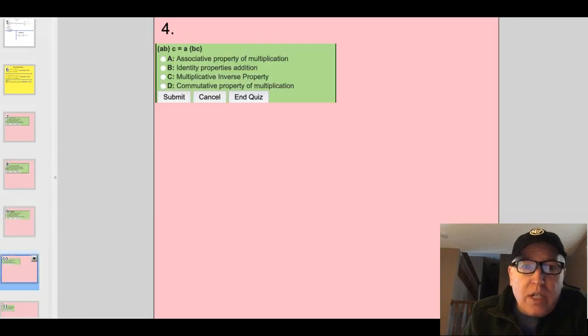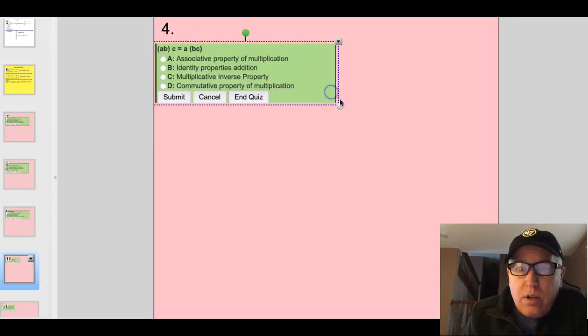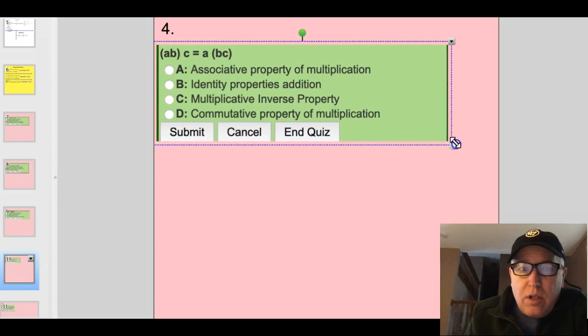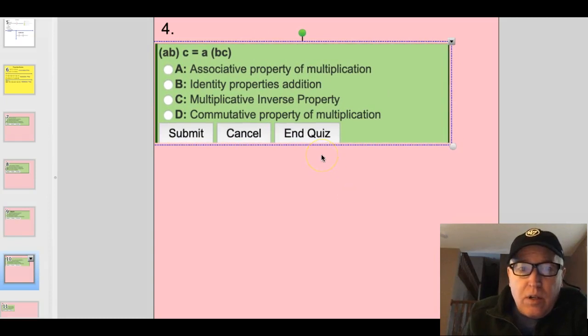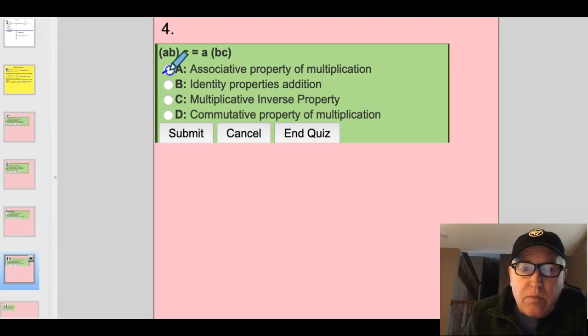Okay, let's go ahead and take a look at this guy here, number 4. What are you thinking? Well, let me just check the order here. ABC, ABC. The only thing they changed was the groupings. So this is the associative property of multiplication. Yeah, checking the order is huge. If the order stays the same, it's not the commutative property.